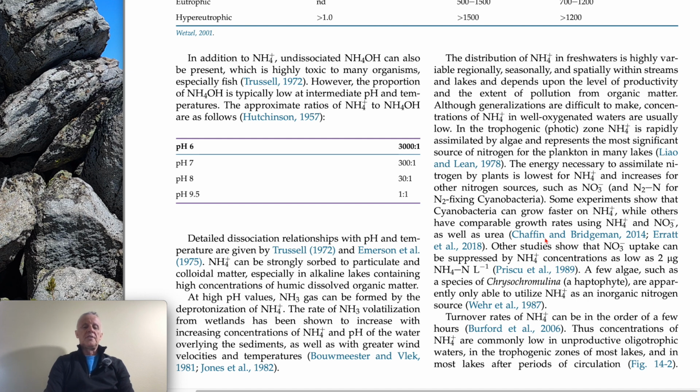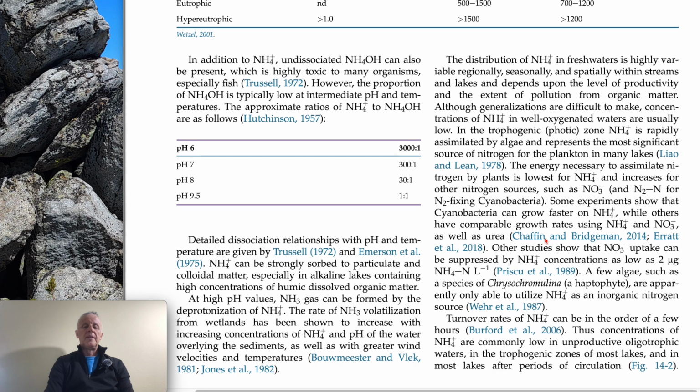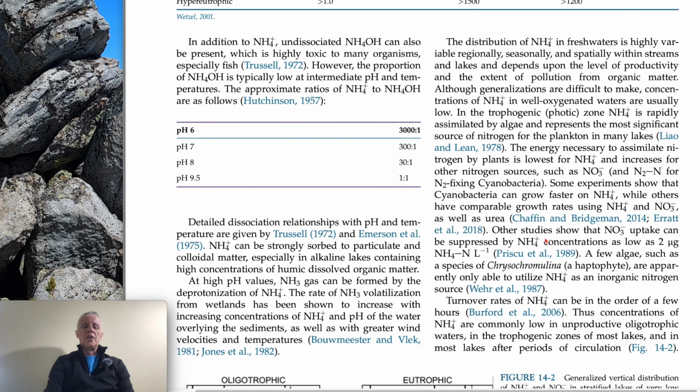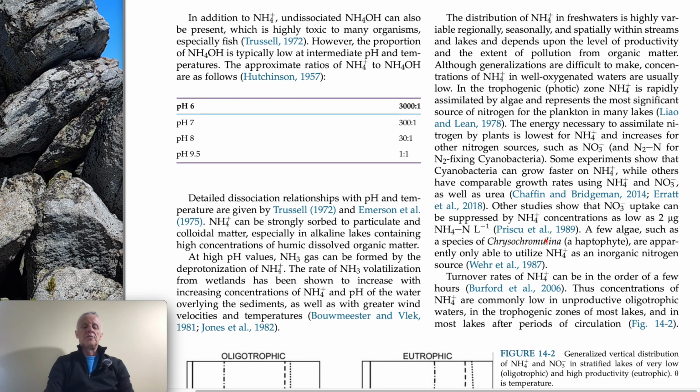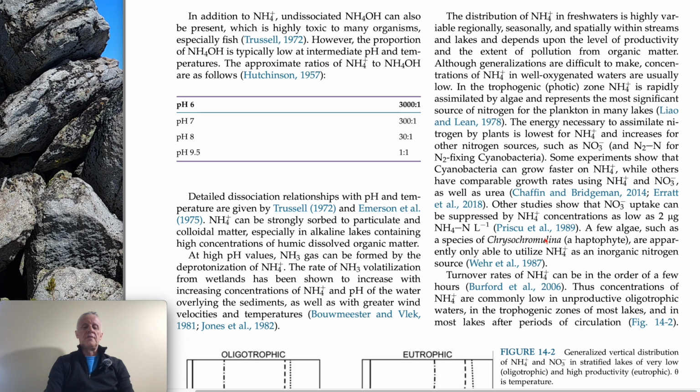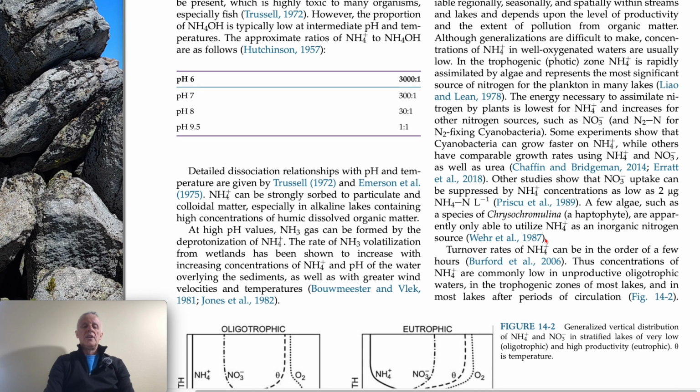Although generalizations are difficult to make, concentrations of ammonium in well-oxygenated waters are usually low. In the trophogenic or photic zone, ammonium is rapidly assimilated by algae and represents the most significant source of nitrogen for the plankton in many lakes. The energy necessary to assimilate nitrogen by plants is lowest for ammonium and increases for other nitrogen sources such as nitrate and N2 for nitrogen-fixing cyanobacteria.